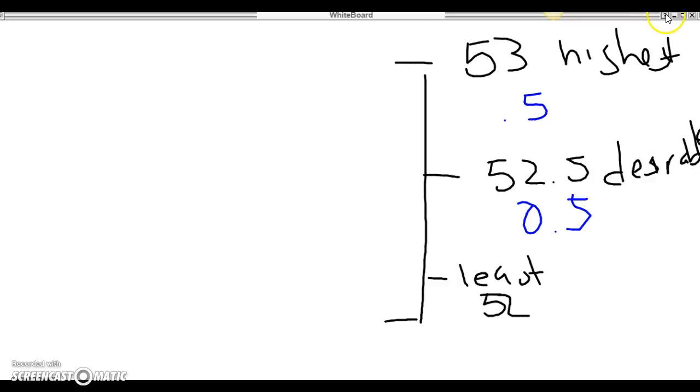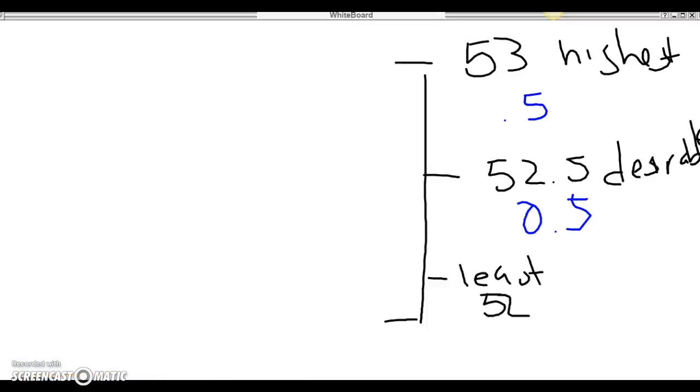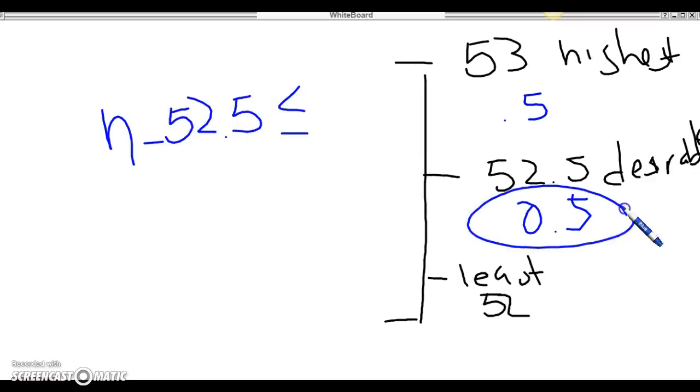Okay, so now going back to my problem, I know that when I make an absolute value inequality, I have h minus 52.5 is less than or equal to, and here's my amount, 0.5. I want my distance to be less than or equal to 0.5, or greater than or equal to negative 0.5.